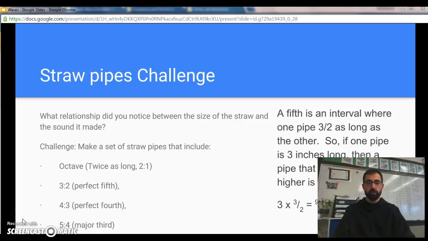All right, so this afternoon we worked the straw pipes challenge. A lot of you had a lot of great success with the octaves and the fifths, seeing how the change in the instrument affected the sound wave.